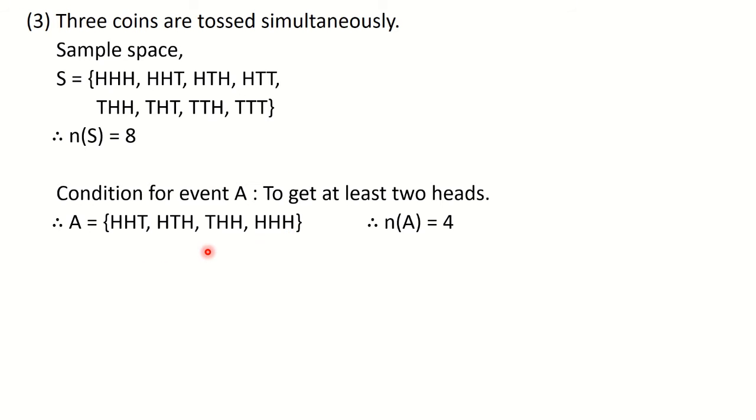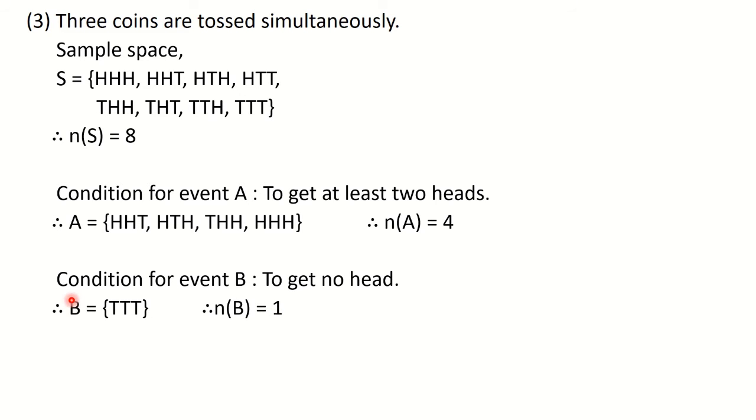You can write in any order; order is not necessary. While writing, I wrote 2H first and then 3H afterwards, but you can write according to this sequence also. So here we have 4 sample points, and therefore n of A is 4. This is your event A. Let us go for the condition for event B here.